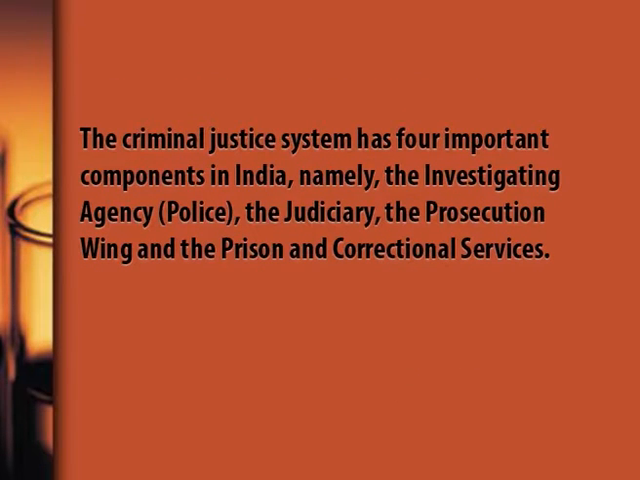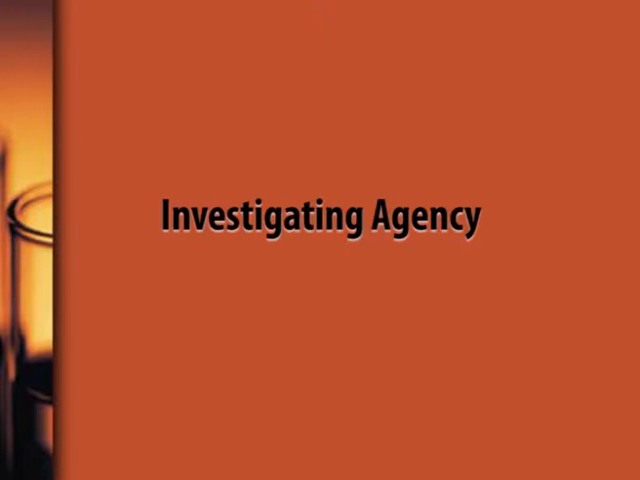The criminal justice system has 4 important components in India, namely the investigative agency or the police, the judiciary, the prosecution wing and the prison wing, that is correctional services. First is the investigation agency. The police forces are raised by the state under the Indian Police Act of 1861.